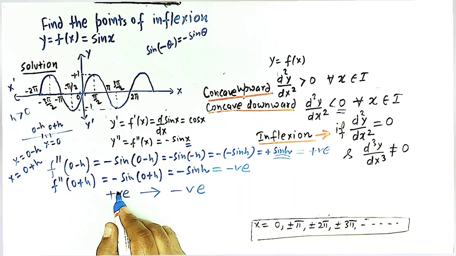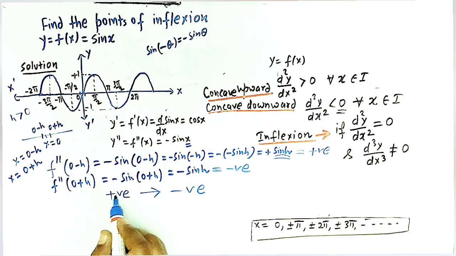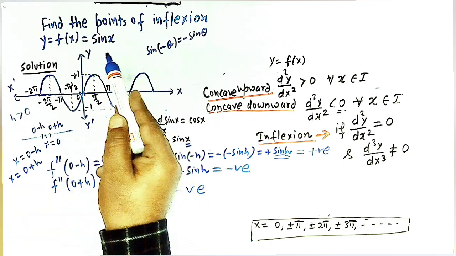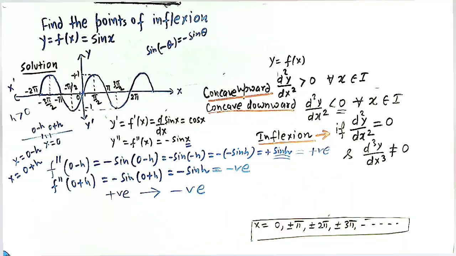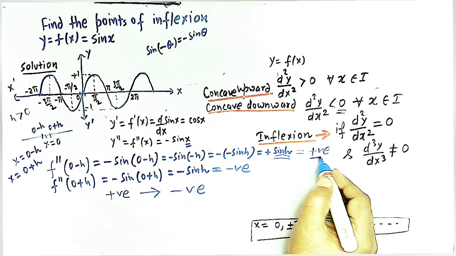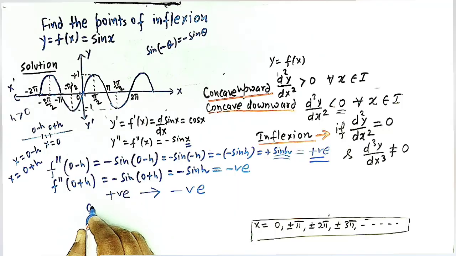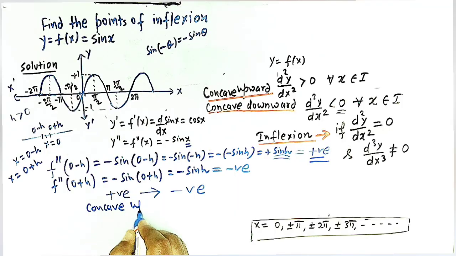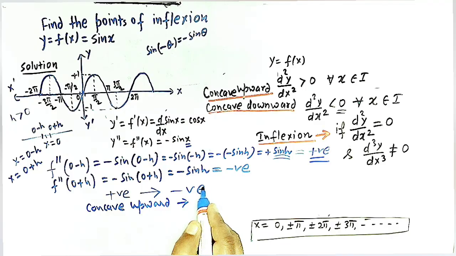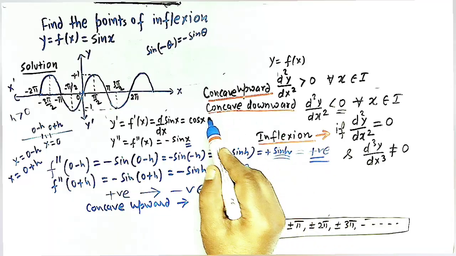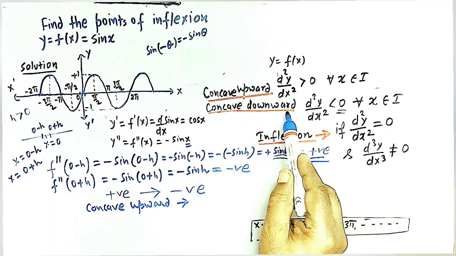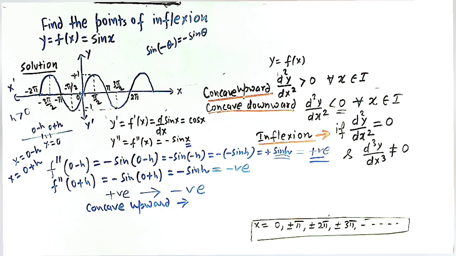So now here the second derivative has the sign positive, and the curve is said to be concave upward when the second derivative is greater than 0. That is, the second derivative is positive. So here we have concave upward, right? And here the sign of the second derivative is negative, and when the curve is concave downward, we have the second derivative less than 0, right? So here we have concave downward, right?